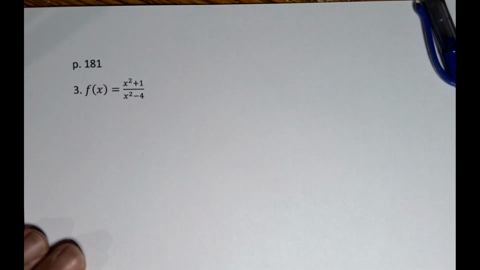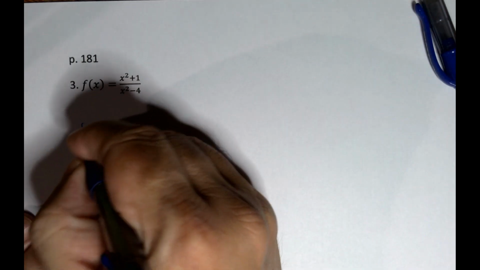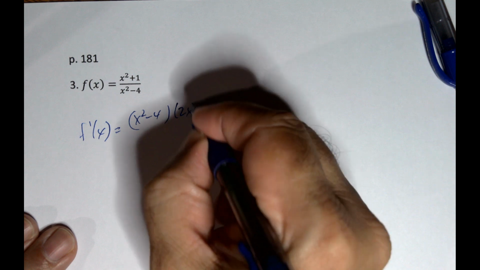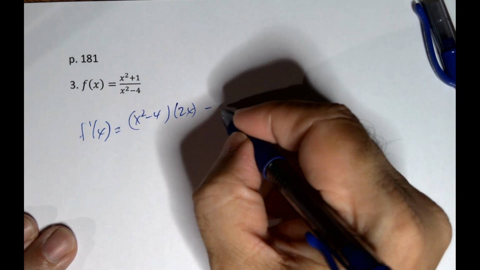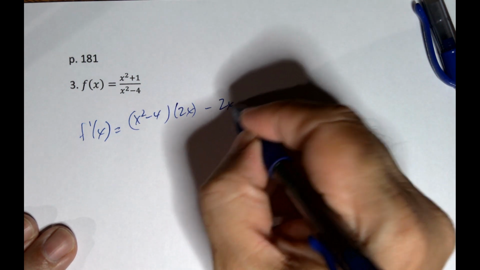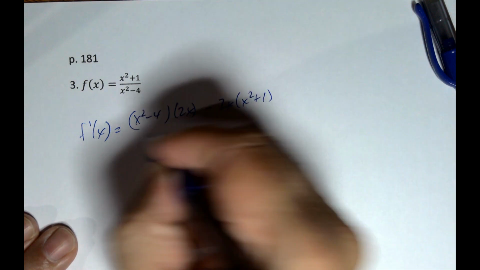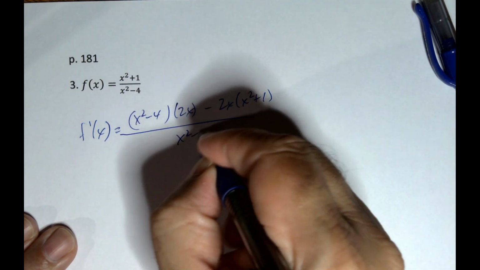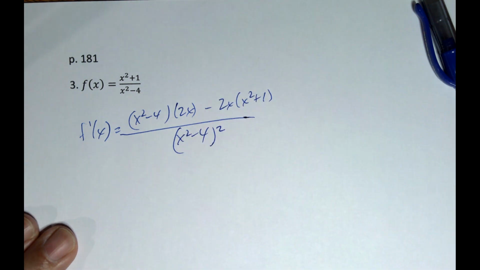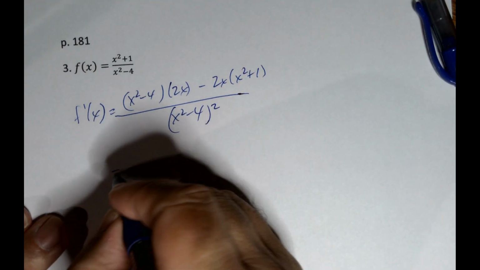Number 3. This is page 181. All right, let's take the derivative. So that's x squared minus 4. All right, bring up the denominator times the derivative of the numerator minus the derivative of the denominator times the numerator, over denominator squared. All right, let's clean that up so we can take the second derivative.